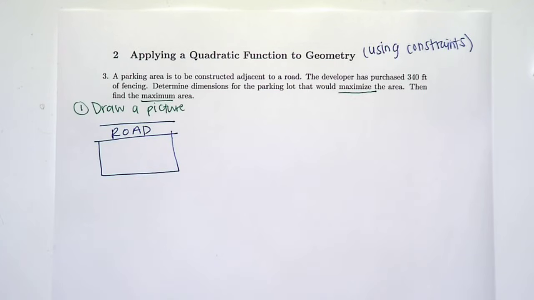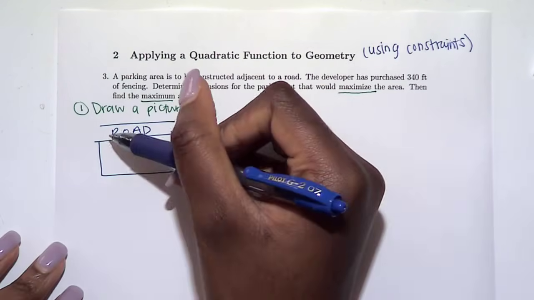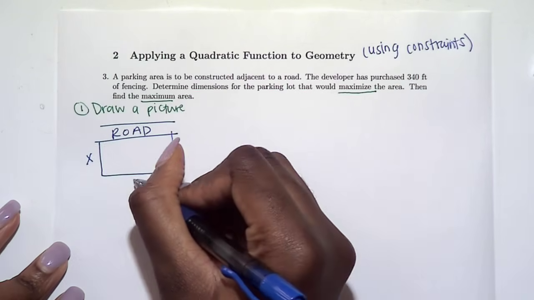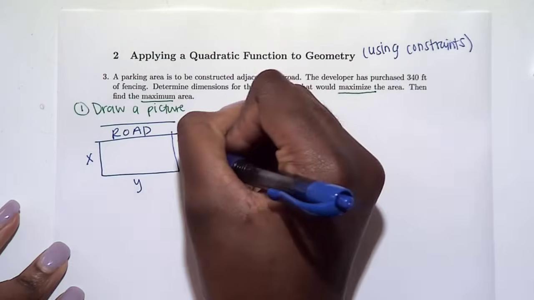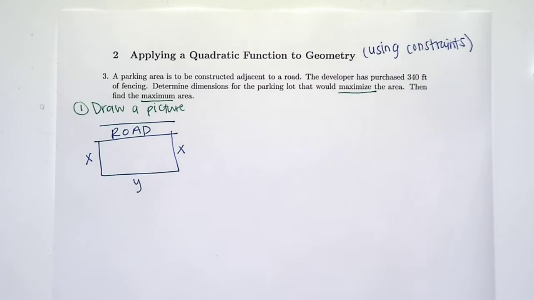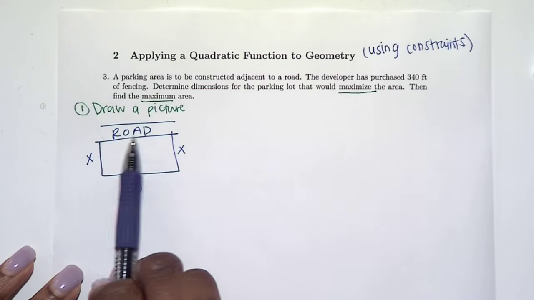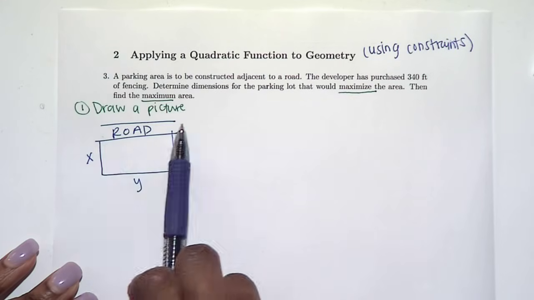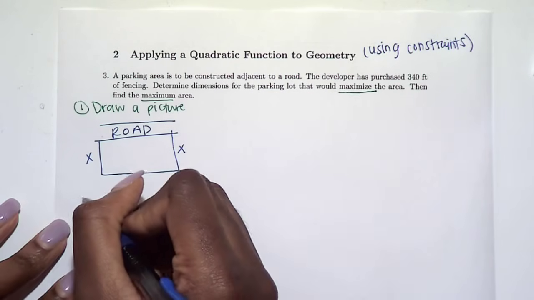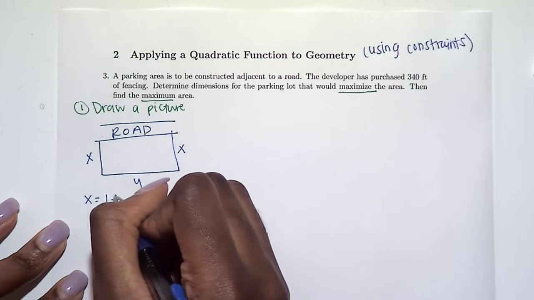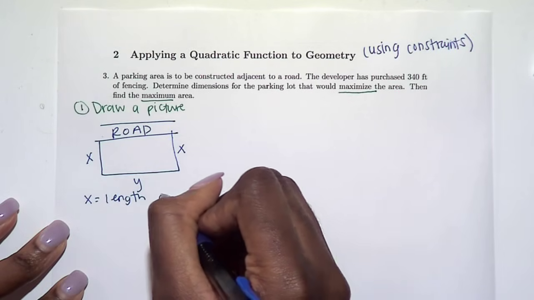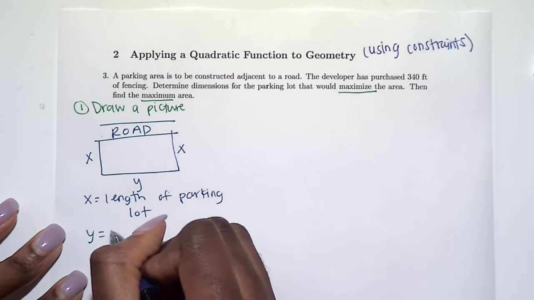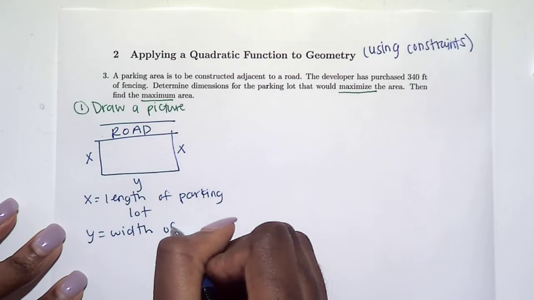So it would be nice if we had some variables to be using. Maybe we could talk about this side and this side. So maybe this will be x, this would be y, and also this is the same, it would be x again. All right, so we're not going to include the road over here because if we're trying to box out our parking lot, we're not going to include the road. All right, so let's go ahead and talk about what these variables are. x is our length of the parking lot. And y is the opposite, so the width of the parking lot.